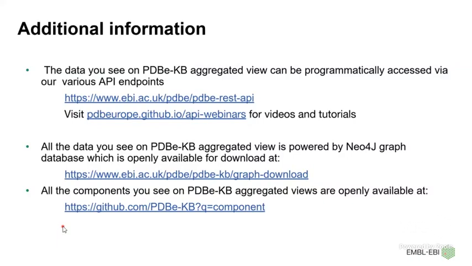Now, apart from these views, the additional information which we have is that all of this data which you saw on the PDBe-KB aggregated views, you can access programmatically via our API endpoints, and here are the links. This is the link for the tutorial and videos on using those API endpoints. Like I mentioned before, you can download the Neo4j database, which powers these aggregated views in-house, and query that database as per your requirement. All the components which you see on the aggregated views are openly available on GitHub at this link, and anyone is free to reuse them.